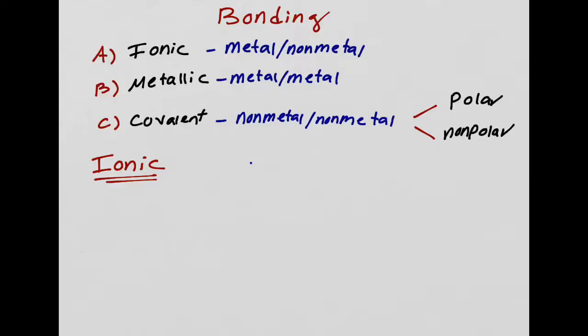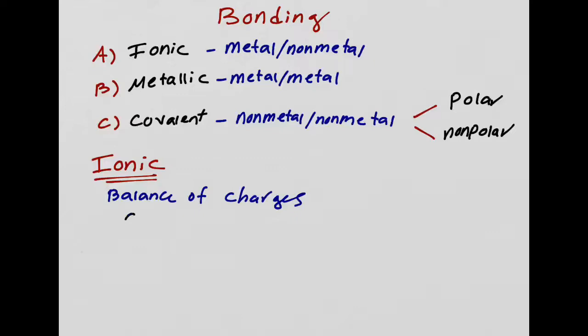Now, we talked about ionic. You know ionic really well. We say ionic is a metal and a non-metal. And I need you to remember that ionic is balance of charges. Don't forget that. Ionic is balance of charges. That's how you know.